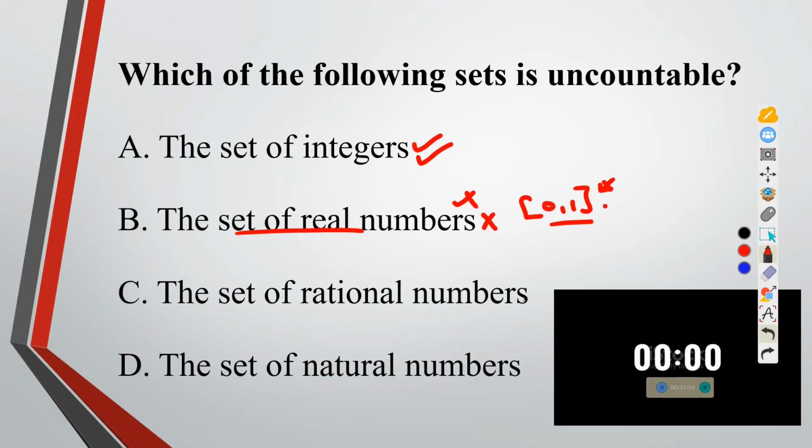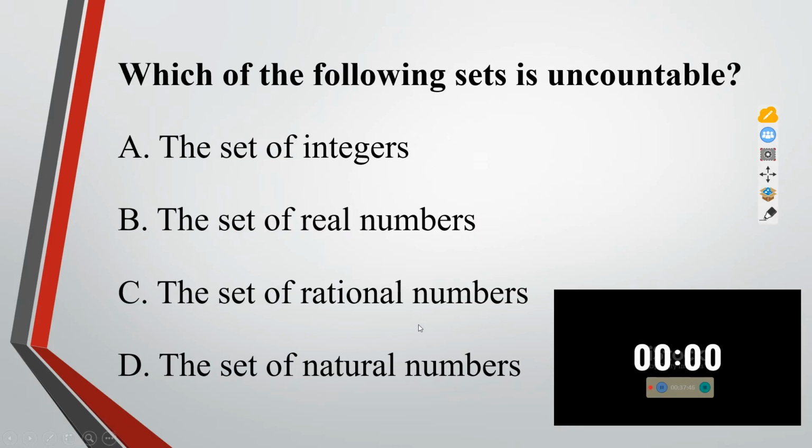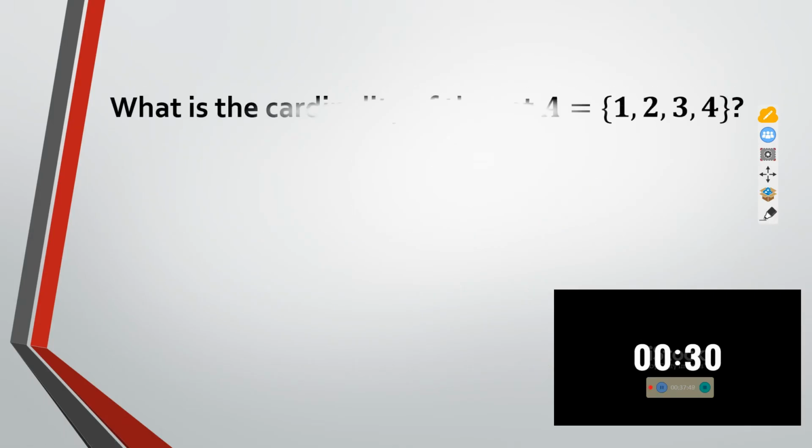The set of rational numbers, we talked about this. This is countable. The set of natural numbers, this is trivially countable, the bijection will be there. The bijection is actually to itself. So the set of natural numbers is countable. The only set which is uncountable is the set of real numbers in this case. So that will be the correct option. Okay, so B is the answer. So we look at the next question.